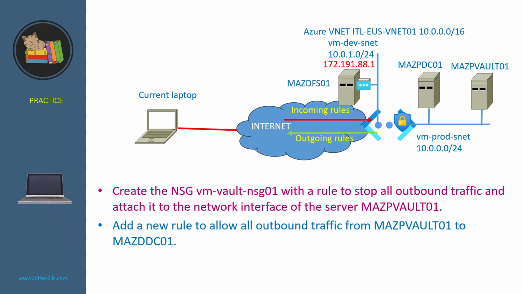Let's create the NSG named VM-Vault-NSG01 with a rule to stop all outbound traffic and attach it to the network interface of the server MAZP-Vault01. After that, we will add a new rule to allow all the outbound traffic from MAZP-Vault01 to MAZP-DC01.